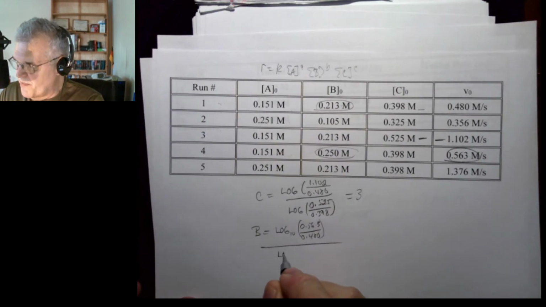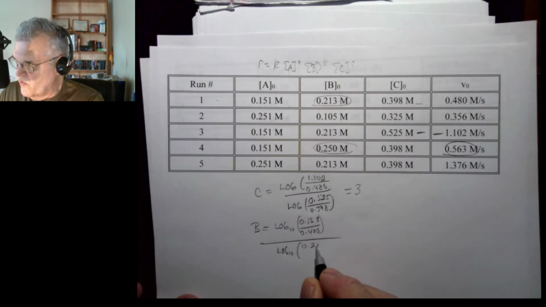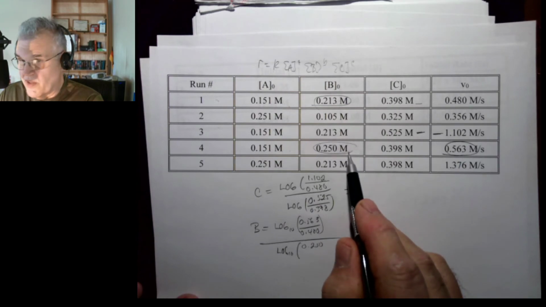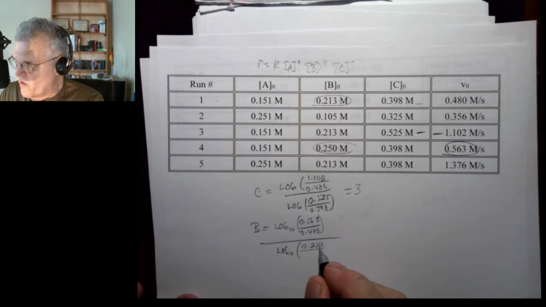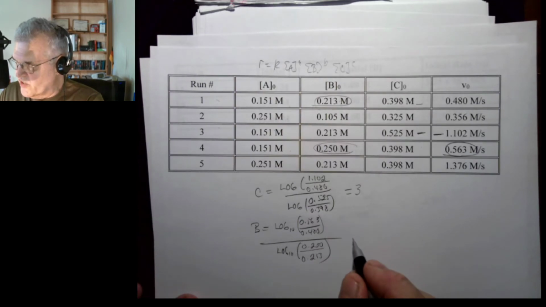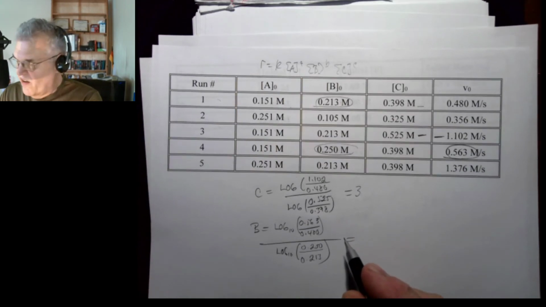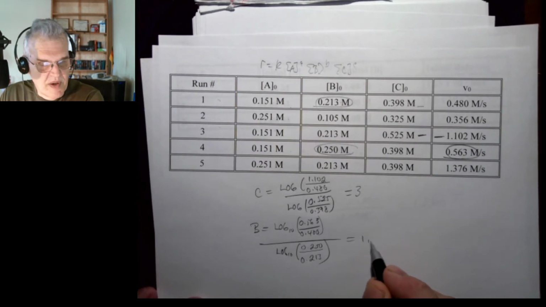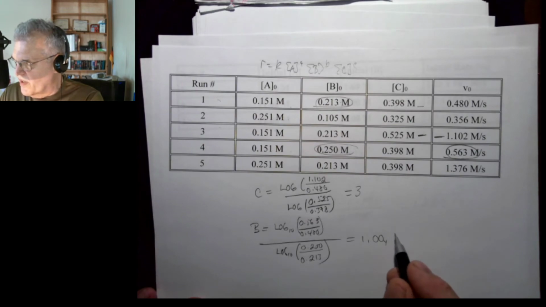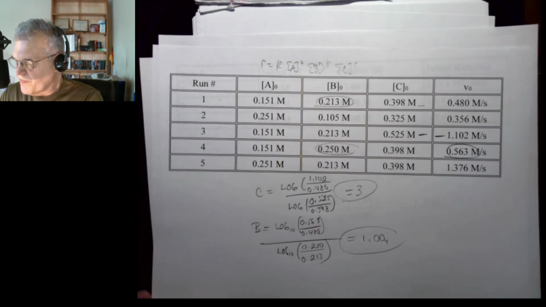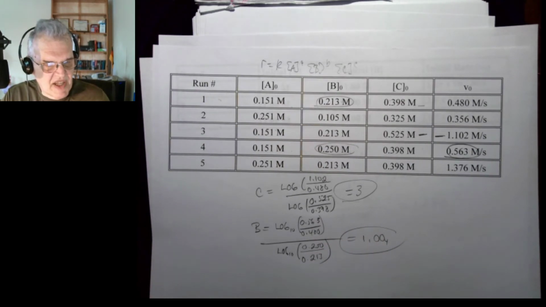And that's going to be divided by log base 10 of the 0.250. That's the concentration that went with my fast, over top of 0.213. That's the concentration that went with slow. And if I put that in and I calculate it all up, I end up with 1.004 or something like that, essentially 1. All right, so now how about the last one?